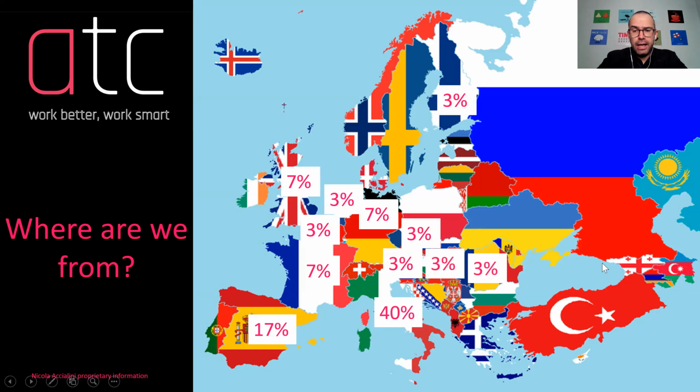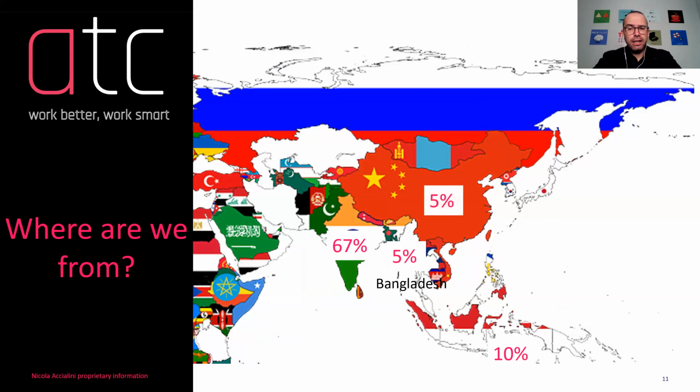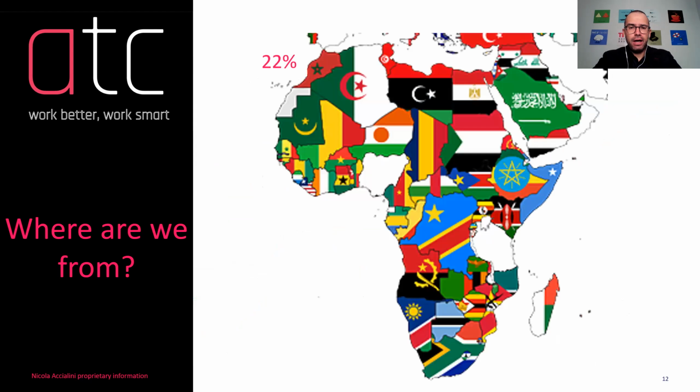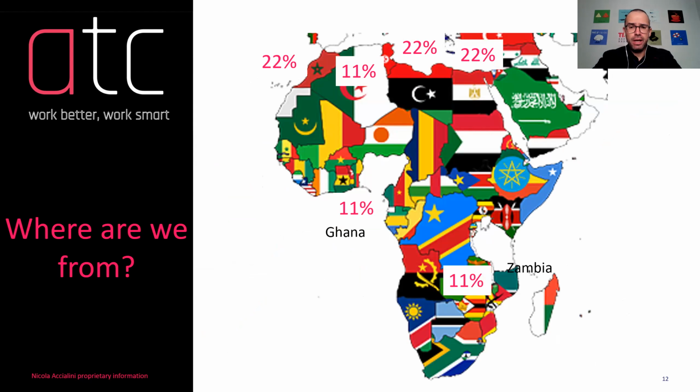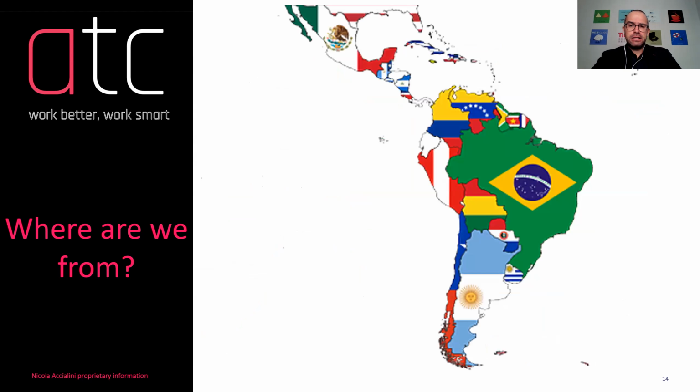In Asia, most of the people who subscribed were from India, then 10% from Indonesia, 5% Bangladesh, China, Emirates, Qatar, and Malaysia. In Africa, most of the people were from Morocco, and from Tunisia, Egypt, and Algeria. And some of them are from Ghana and Zambia. Northern America, which I think most of them are at the 5 p.m. session, 67% from the US and 33% from Canada. South America, most of you guys are from Mexico and 20% from Brazil.